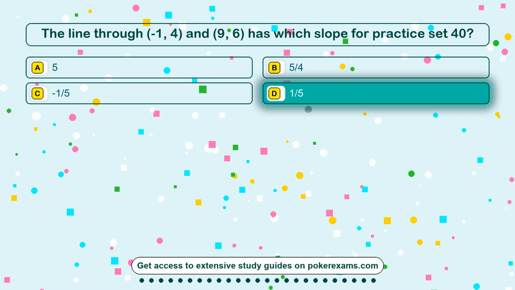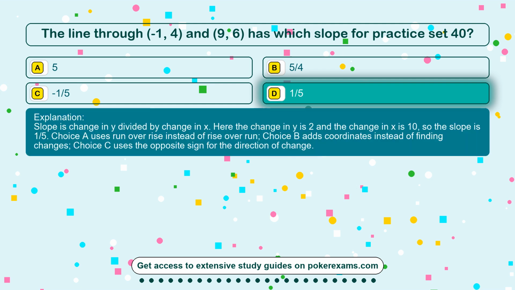The correct answer is option D, 1/5. Slope is change in y divided by change in x. Here the change in y is 2 and the change in x is 10, so the slope is 1/5.